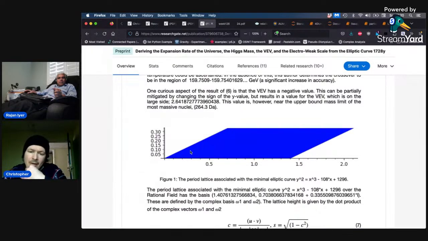But so within this, we have the elliptic curve I was talking about, and this is it in a different form. And then because an elliptic curve is in a complex plane, we can.